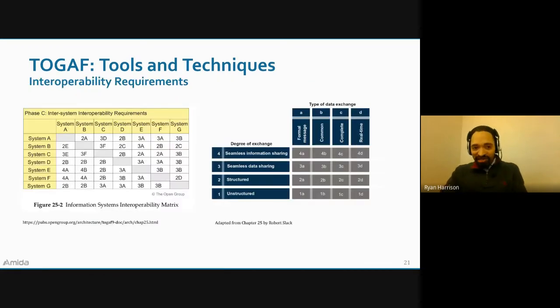So, concrete example. Let's say that I am doing a project related to interoperability. TOGAF has a section or chapter on interoperability requirements. It has definitions of the different types of exchanges, and then different subtypes of exchanges. And you can use the degree of exchange as a maturity model and the type of exchange as a descriptor. So you don't have to reinvent the wheel.